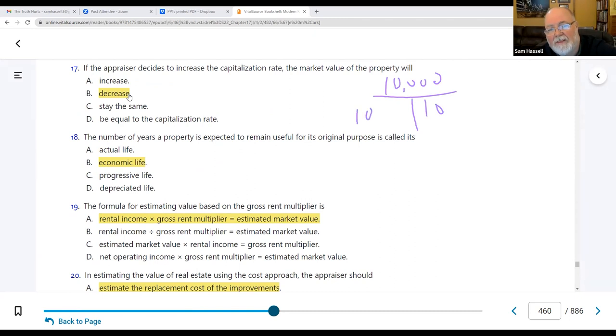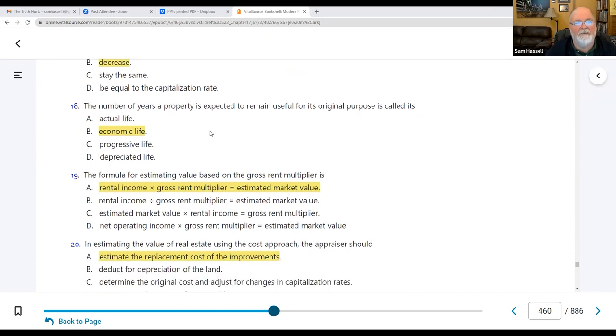what? $100,000. Well, if I don't need 10%, if I need 20%, what's going to be my value now? It's going to be $50,000. Right? If I divide the 10,000 by 20%. So in this particular case, if this goes up, this is going to go down. Okay? And that's how it works. All right? So the more money I want as return on investment, the less I'm willing to pay for value.